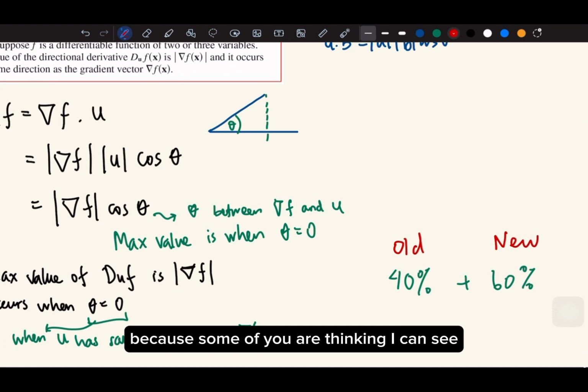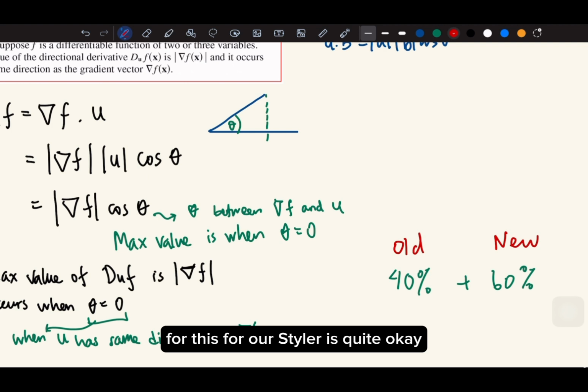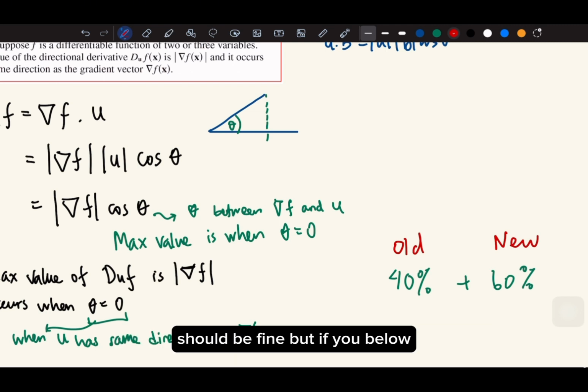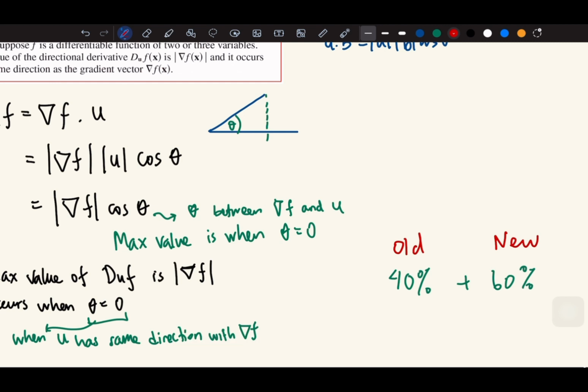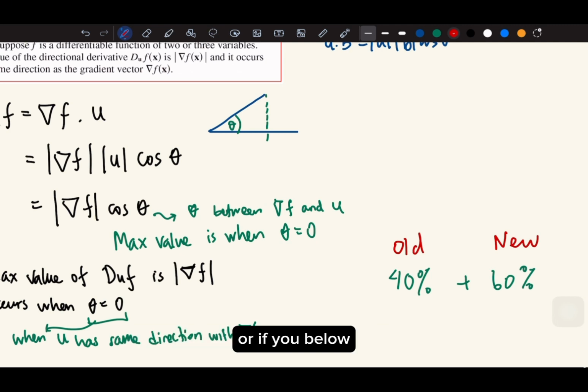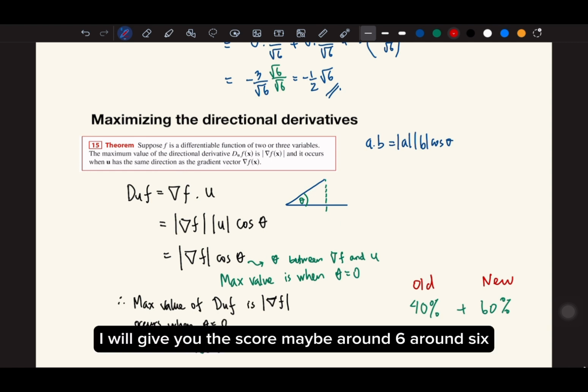Because some of you, I think I can say, for our standard it is quite okay, quite good. The average is 51 or 52. So if you get 60 or 70 or even 80, that should be fine. But if you are below 40 or below 50, then I think you need to take it. Okay, now let me continue a little bit. I will give you the score maybe around 6.